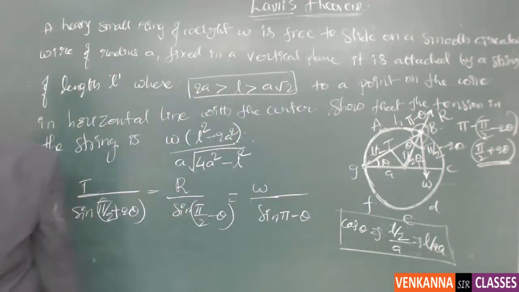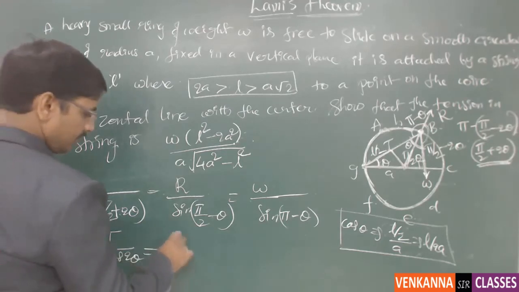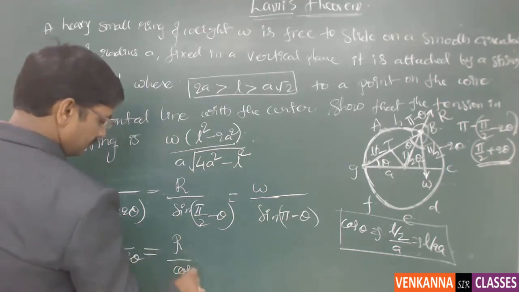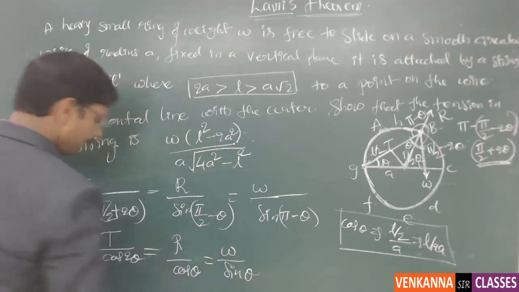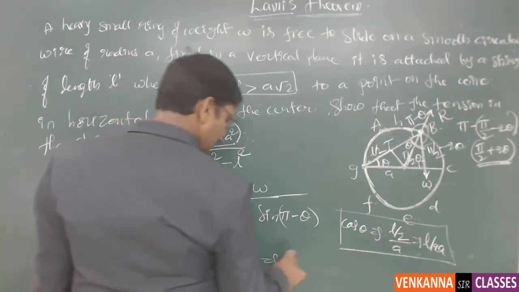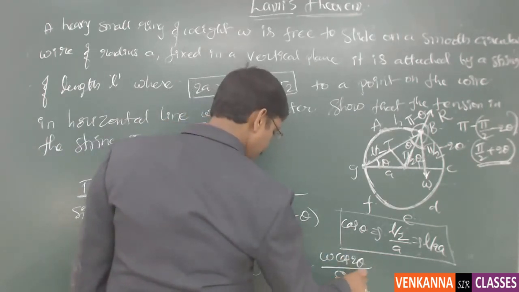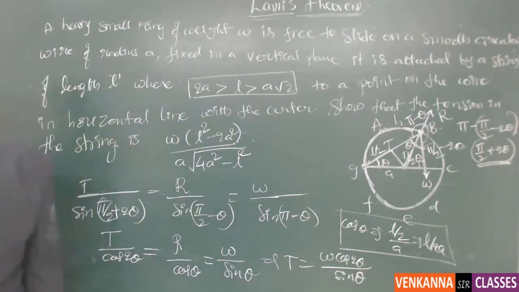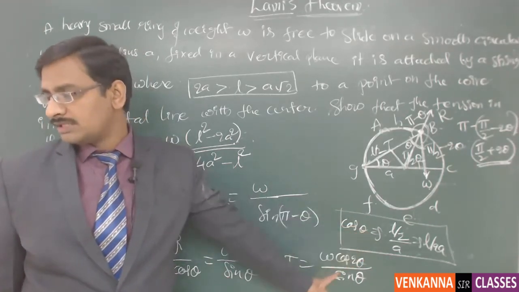Now you can apply and then solve it. Sin of 90 plus theta is cos 2 theta, and this is R by sin 90 minus theta, which is cos theta, is equal to W by sin of 180 minus theta, which is sin theta. So T by cos 2 theta, T is equal to W cos 2 theta by sin theta. You can simplify that. Cos theta value you can find out like this, and sin theta also you can find out from this and then substitute in this location.